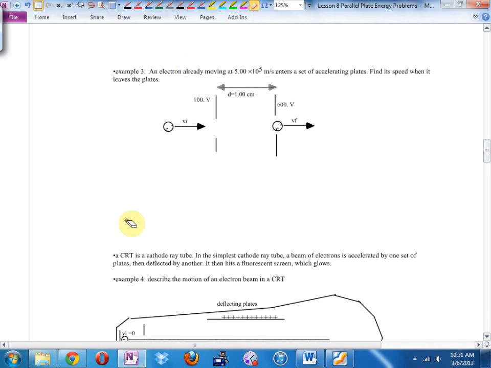Example 3: an electron already moving enters a set of accelerating plates. Find its speed when it leaves the plates. Terry, is there a change in height? Is there a change in speed? Is it saying speed? That's all indications that a scalar conservation of energy approach is your best bet.